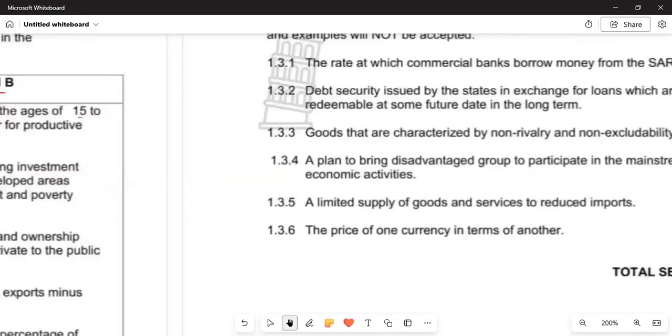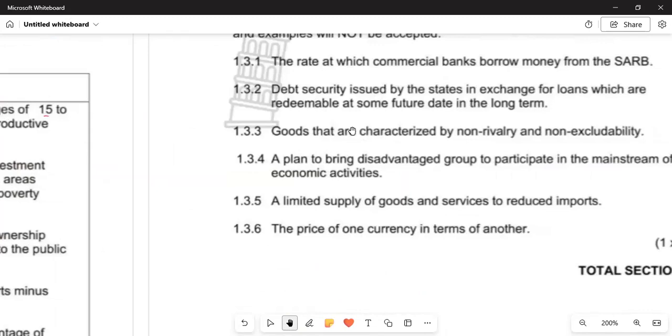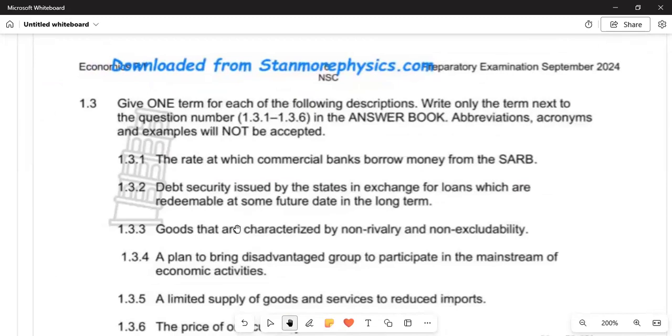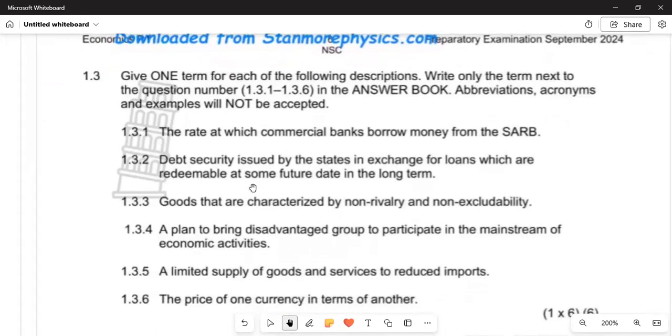1.3 reads as follows. Give one term for each of the following descriptions. Write only the term next to the question number 1.3.1 to 1.3.6 in the answer book. Abbreviations, acronyms, and examples will not be accepted. So we are to attend to this question, and you're going to give one term.